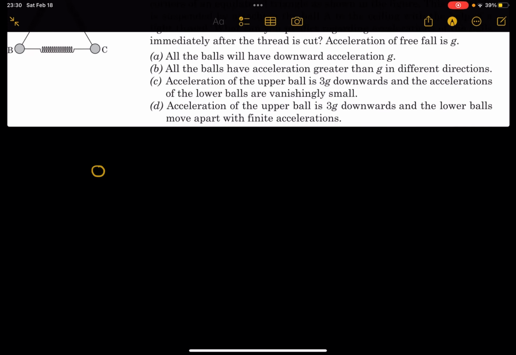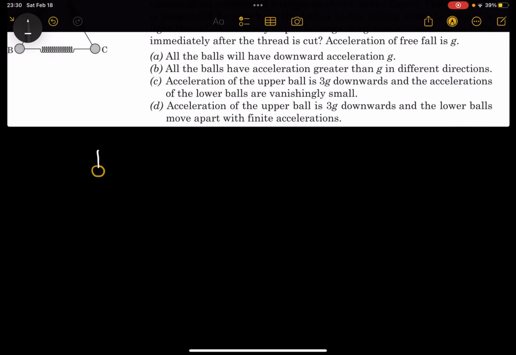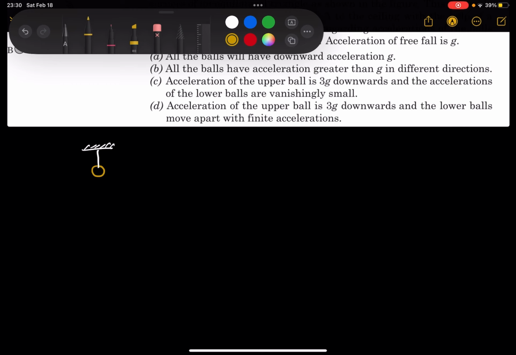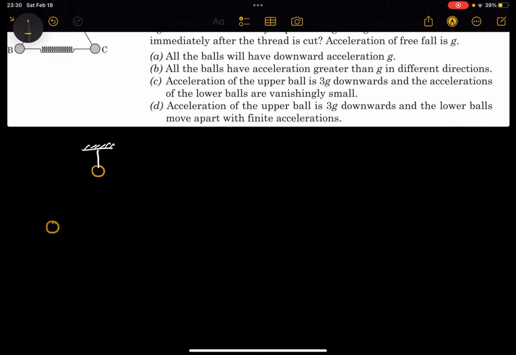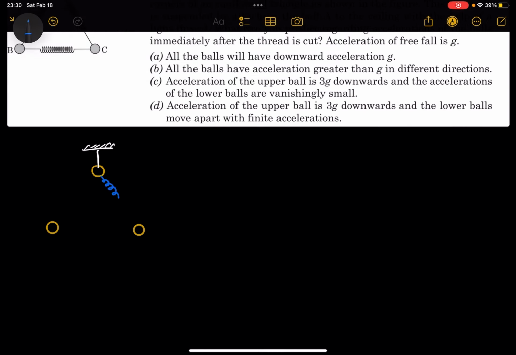this one ball, and this ball is connected with the ceiling like this. And another ball is attached. This is one ball and this is another ball. They form an equilateral triangle with the help of springs like this and like this. So these springs are attached.